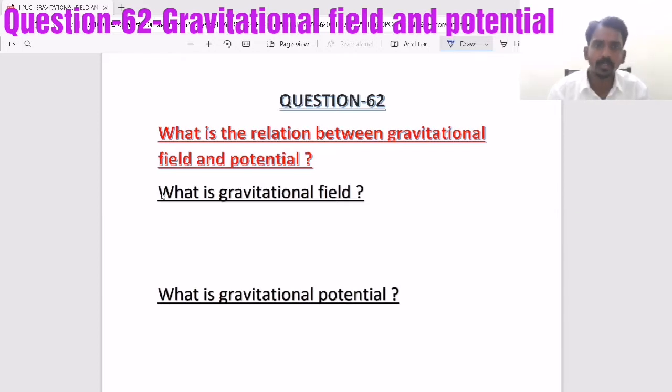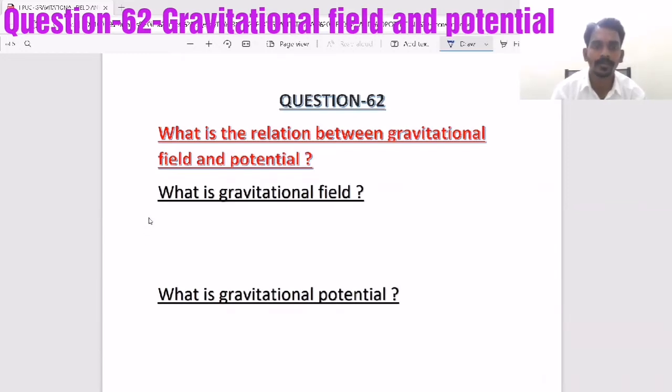Now we are going to study about gravitational field and potential. So what is the gravitational field, what is gravitational potential, and what is the relation between gravitational field and potential, and what kind of questions will come based on that. That is what we need to understand here.